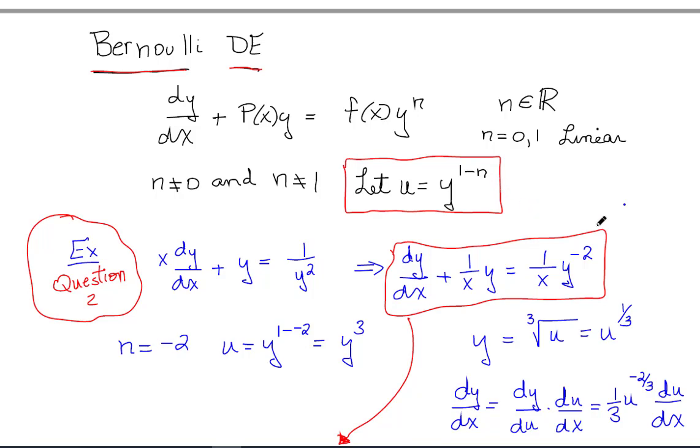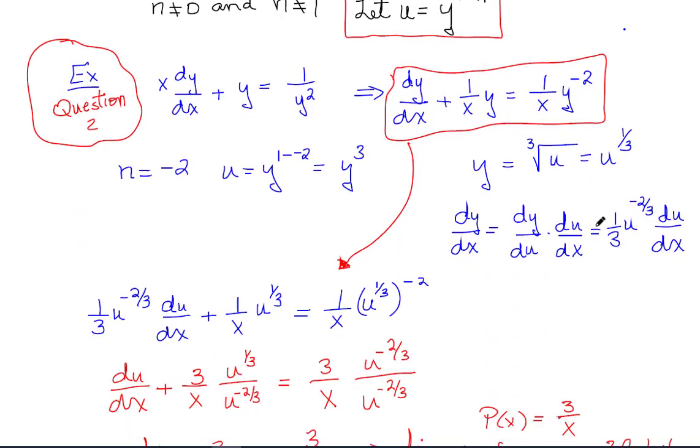Alright, and in this example, which turns out to be the same as question 2, we're going to illustrate this technique. So first off, I divide through by x. Alright, so I get 1 over x here, and I'm rewriting my 1 over y squared as y to the minus 2. So what I see is n is minus 2.